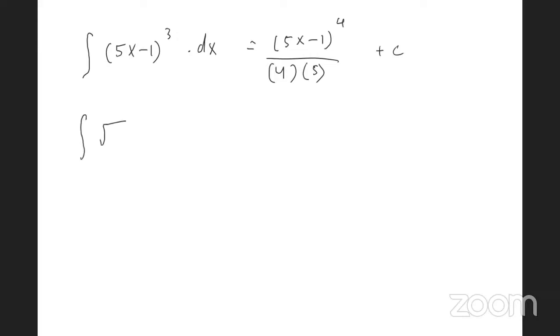If you have to integrate the square root of 2x minus 1, try that fast. Try that quickly. Yeah? Try the square root.